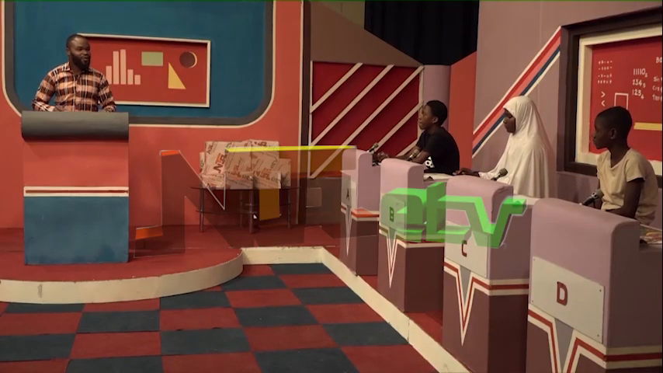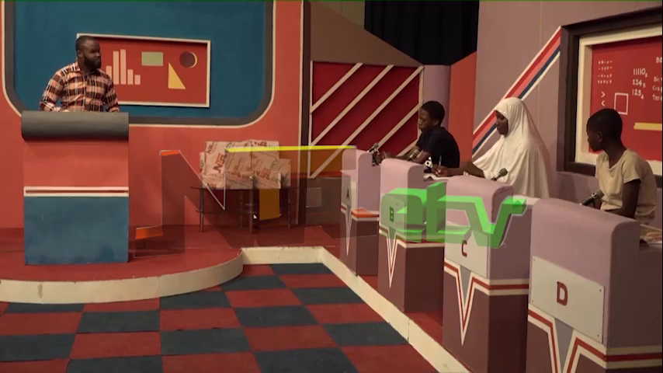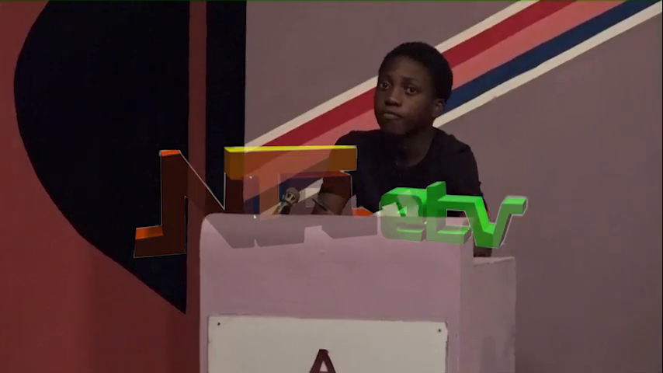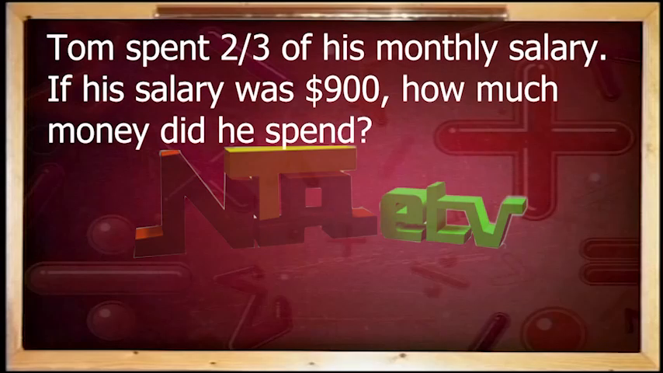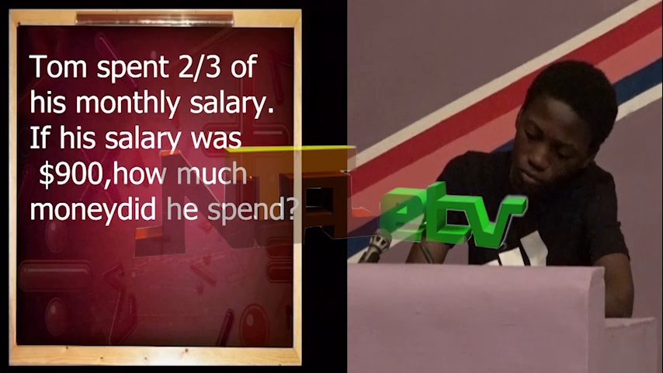Contestant A, your question. Question 5. Tom spent 2/3 of his monthly salary. If his salary is $900, how much money did he spend? $600. And that is correct.